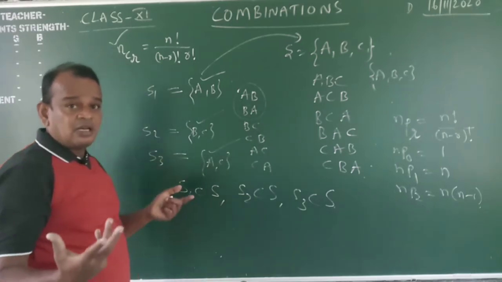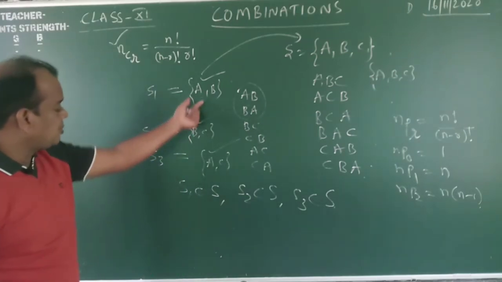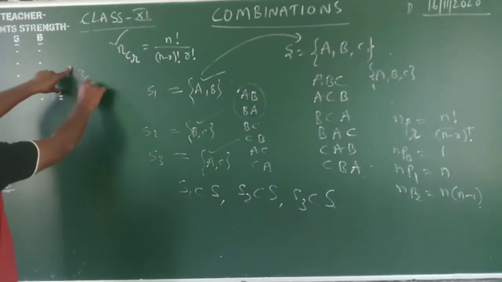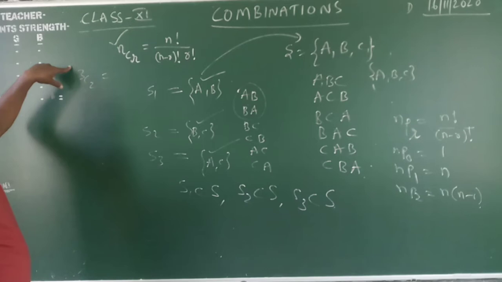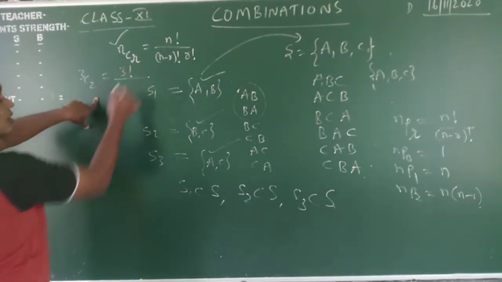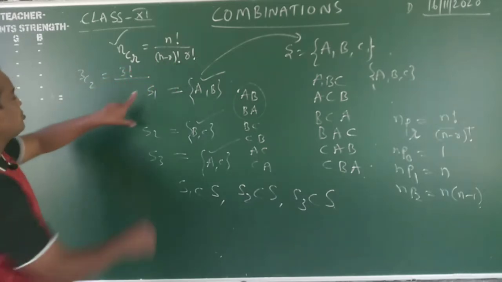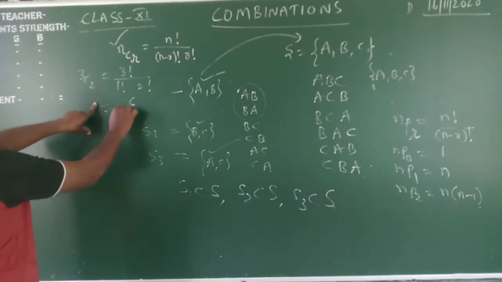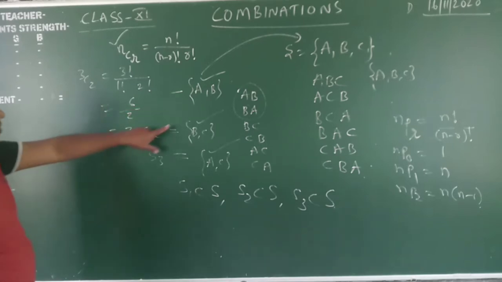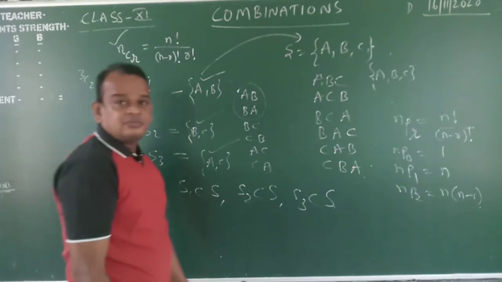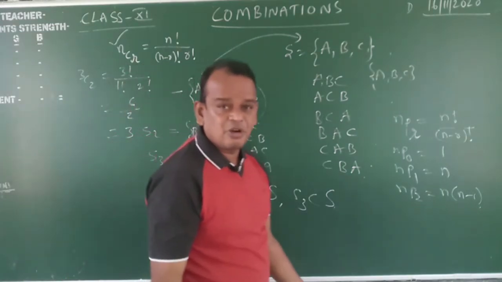Suppose you want the 2 element subsets of a set containing 3 elements. What is that? 3C2. What happened? 3 factorial by 3 minus 2, that is 1 factorial, into r factorial, that is 2 factorial. 3 factorial means 6, by 2, that equals 3. Now 1, 2, 3. Okay, my dear students, I hope that is understood.